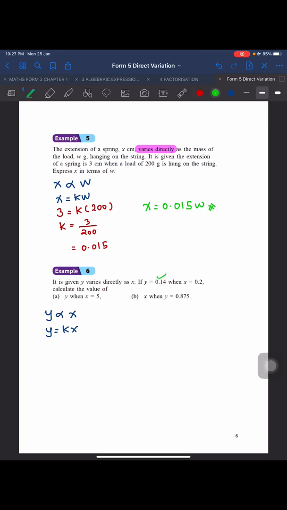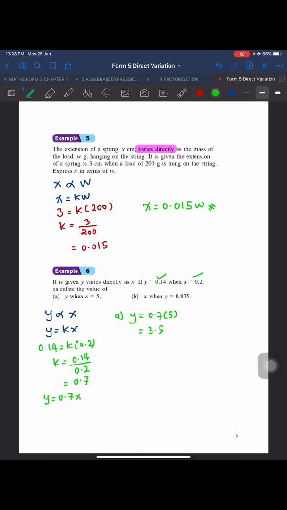From these two pieces of information, substitute them into this equation. So 0.14 equals k times 0.2. So k equals 0.14 divided by 0.2, and you will get 0.7. So we know that y equals 0.7x. What is the value of y when x equals 5? So A: substitute x equals 5 into the equation. So 0.7 times 5 is 3.5.